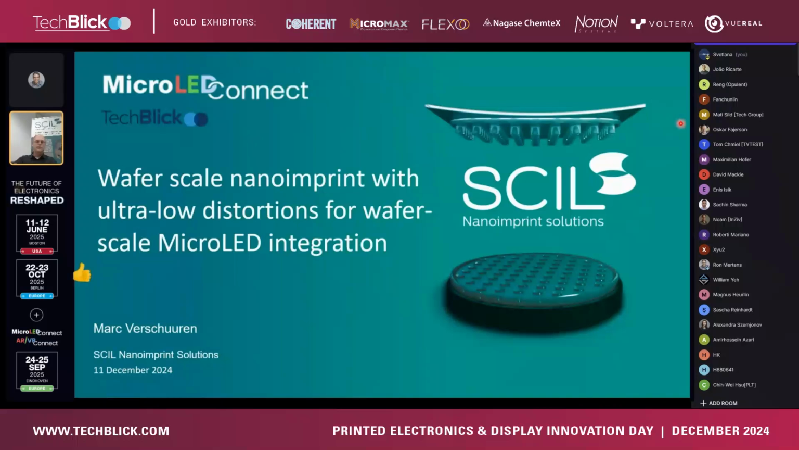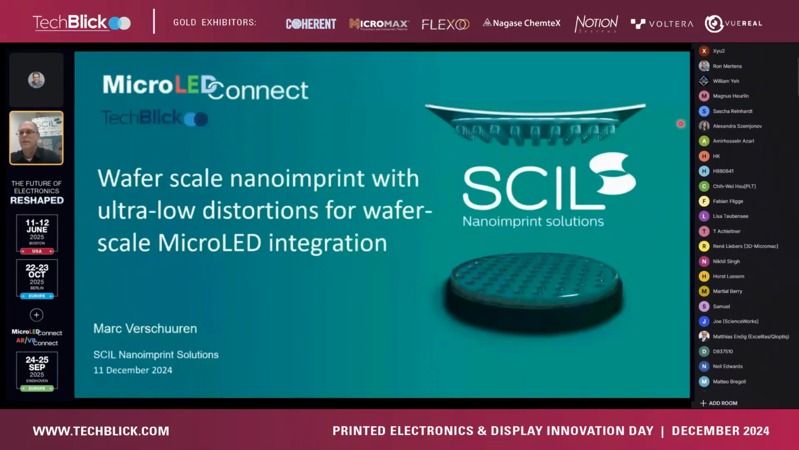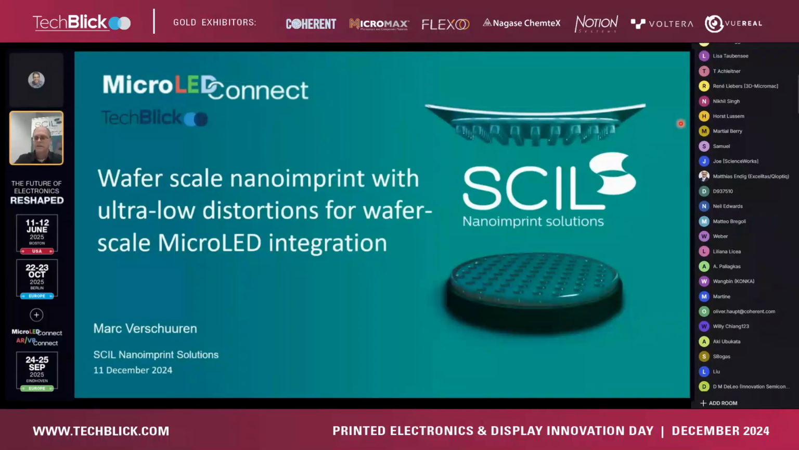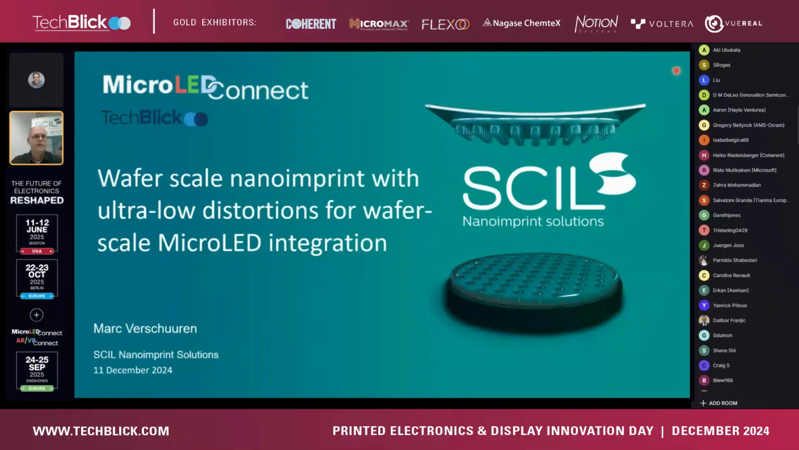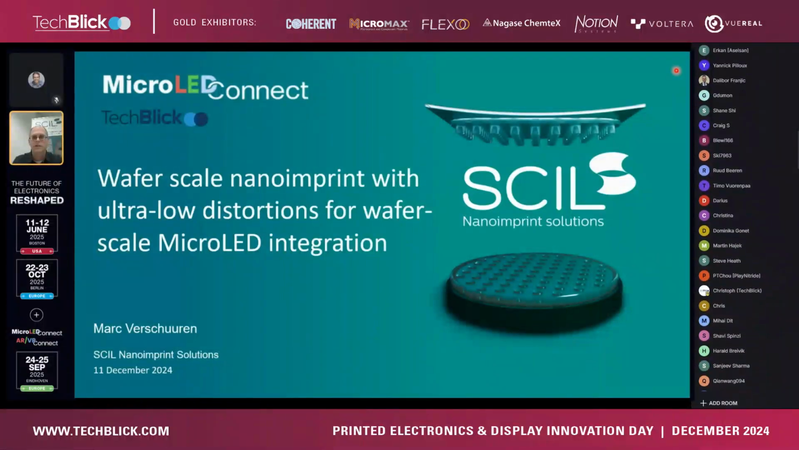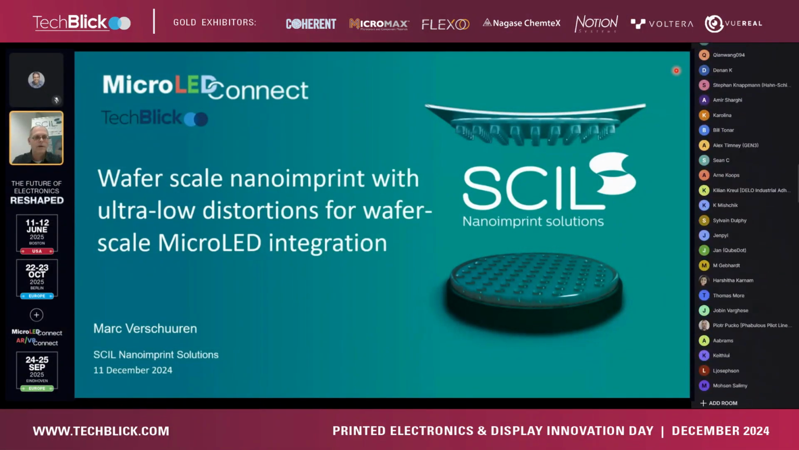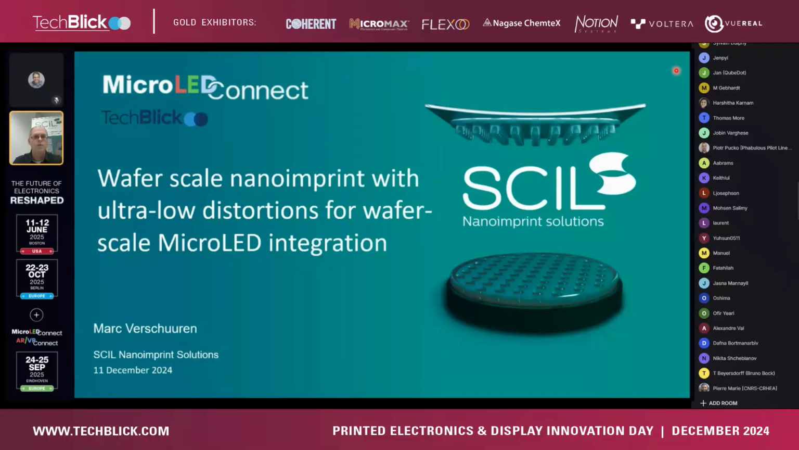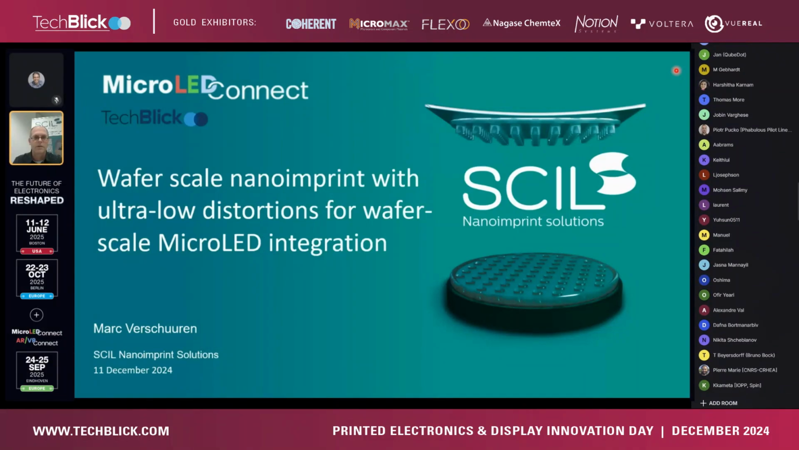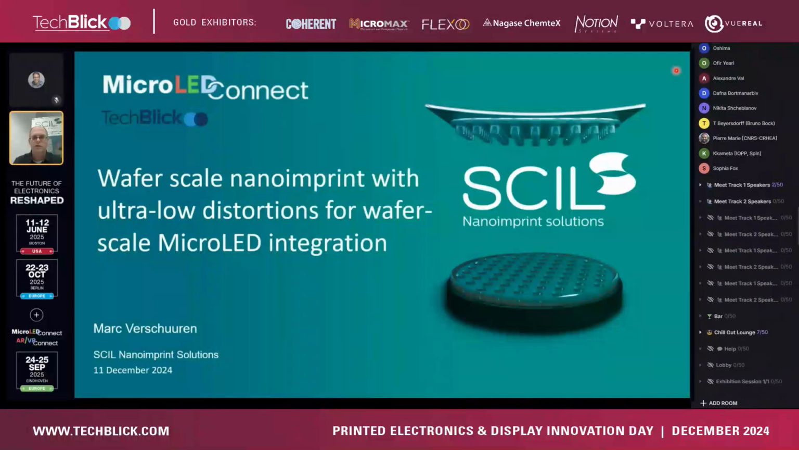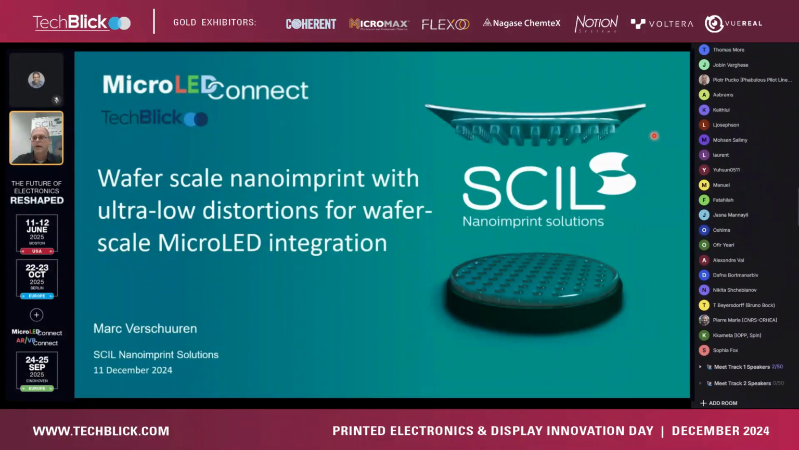So yeah, thank you for organizing this, after indeed the event at the High Tech Campus some months ago. The key is, we're into nano-patterning, which is nano and micro-patterning, which you need for MicroLEDs and displays. And the key is to do wafer-scale nano-patterning and micro-patterning with very low distortions and very high reproducibility in order also to facilitate wafer-scale micro-LED integration.